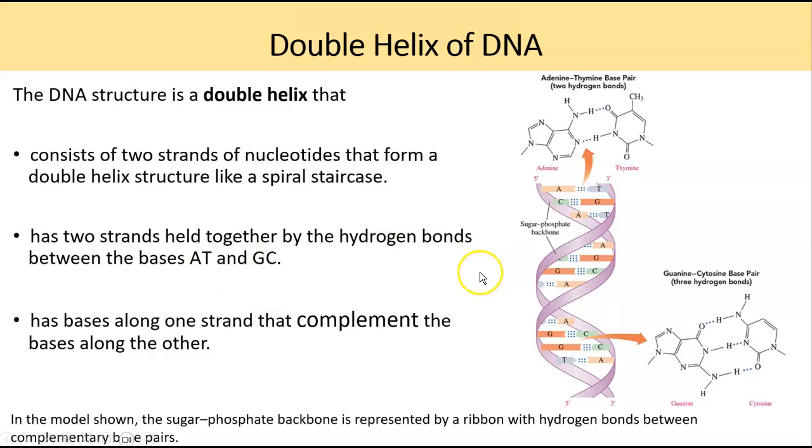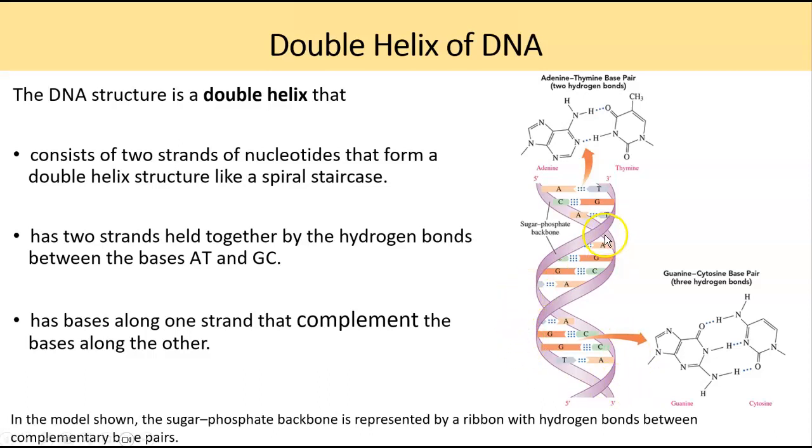And we know that this sugar phosphate backbone is shown here in this purple color ribbon, and you can see the complementary bases in between the two strands. Now, the double helix of DNA is just like a spiral. It's like a spiral staircase.